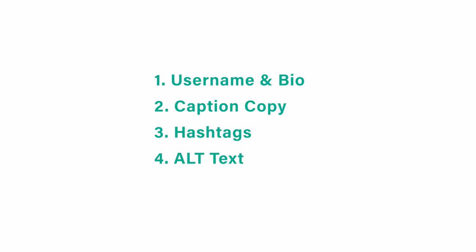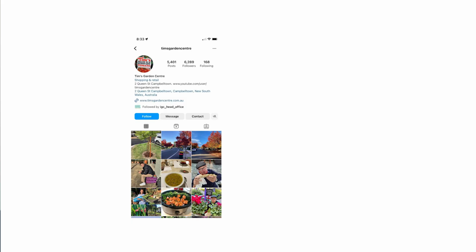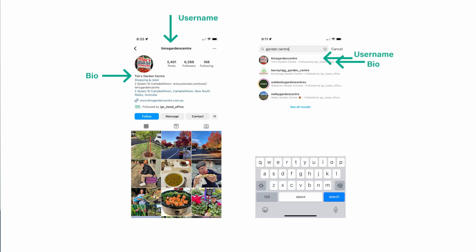So to put our best foot forward with SEO, we need to consider the following elements: your username and bio, caption copy, hashtags, and alt text. Your username and bio. In terms of appearing for search keywords, one of the first places Instagram looks is your username and bio. This means if you want to be found for the words garden center, ideally these would be in your username or your bio.